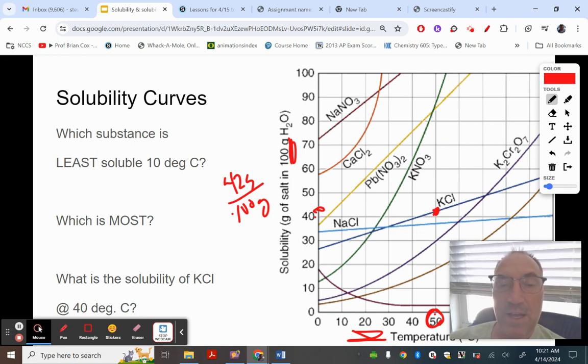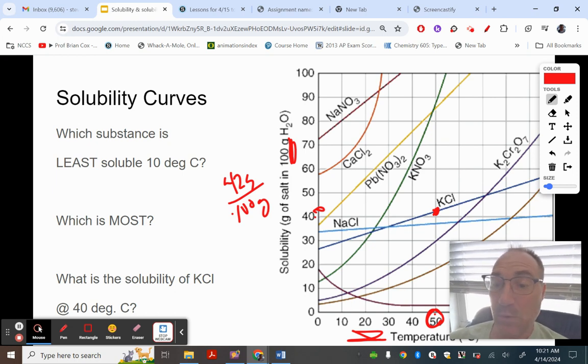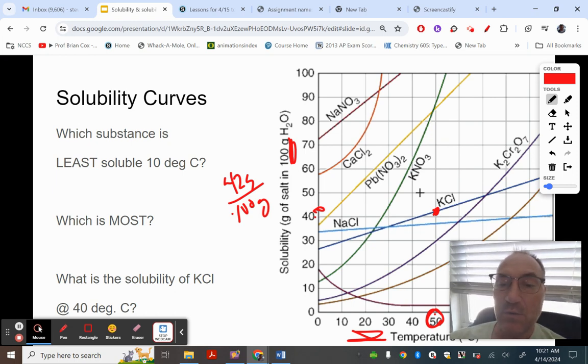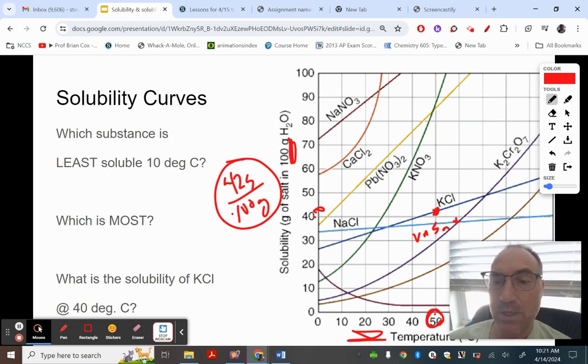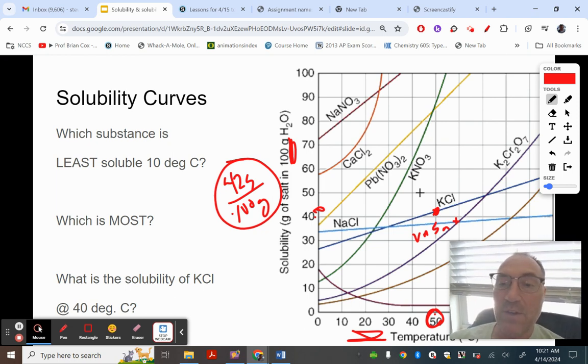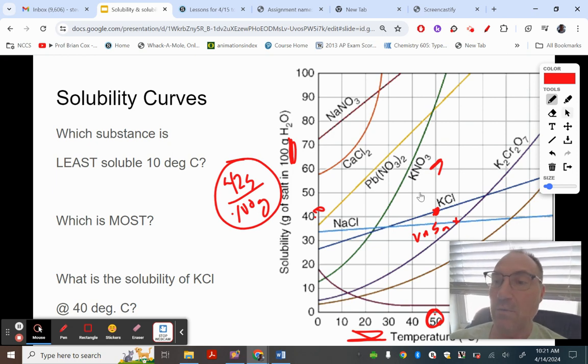That's the limit. So if I have 40 grams, I can add more, and that would be unsaturated. So if you're below it, you're unsaturated. If you're on it, if you're at 42, that's saturated. You can't put any more in. And if you're above it over here, you're supersaturated. So this curve, you just have to understand how to use it, how to work it, and all that.